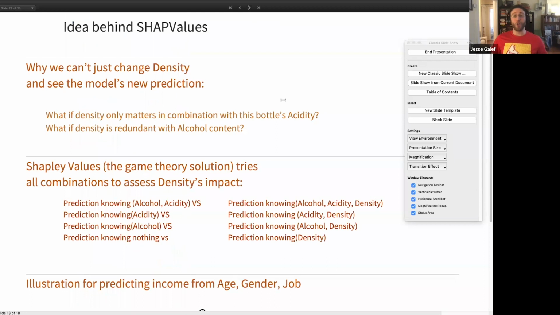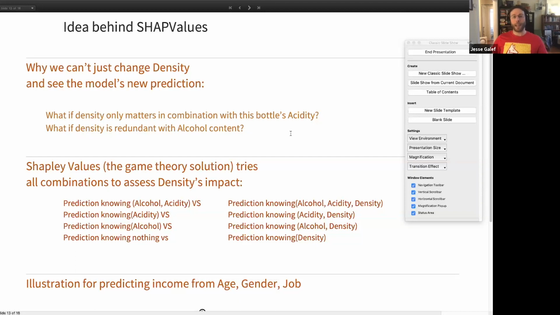So what are they? How do they work? The theory. I was describing how important it is that these are in context for the bottle of wine. And we can't just change the density, feed that into the model and see what its new prediction is, because what if it is only important in combination with a particular acidity, or having an alcohol content of 8, or this density makes it a particular prediction, and changing the density isn't going to affect our model's prediction yet.